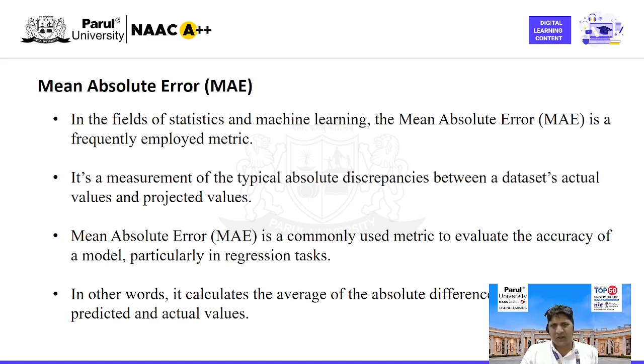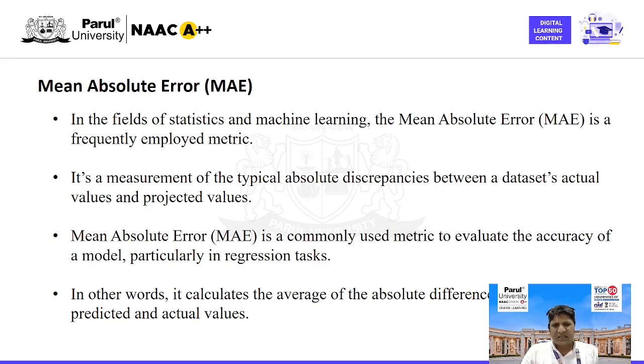If we talk about the mean absolute error, it is the discrepancy that occurs between the actual dataset and the predicted or projected values. Suppose a dataset has actual values like 1 to 3, and we predict values of 3 to 1. The difference, the discrepancy between them, is measured as the mean absolute error.